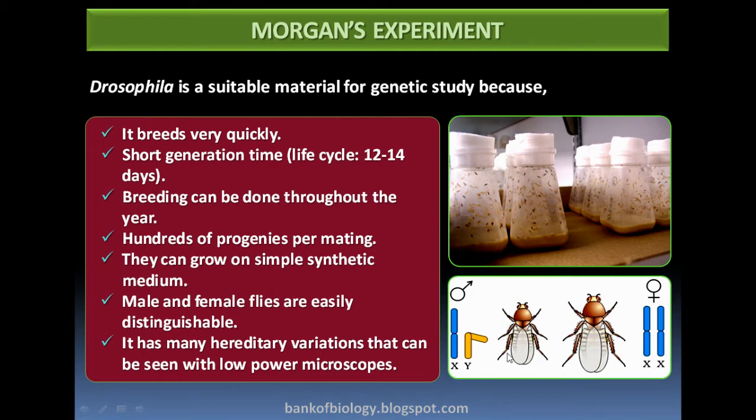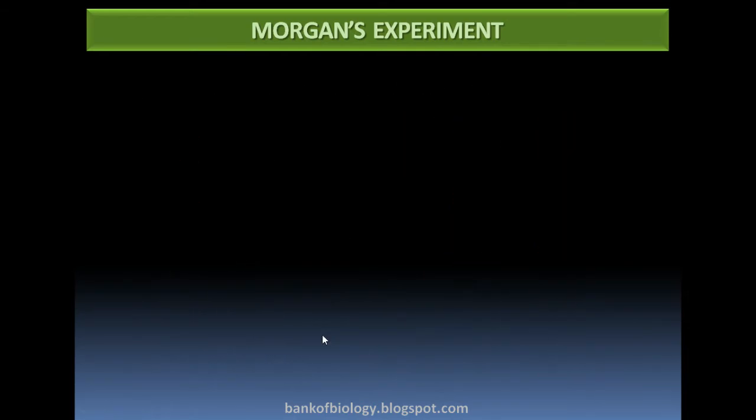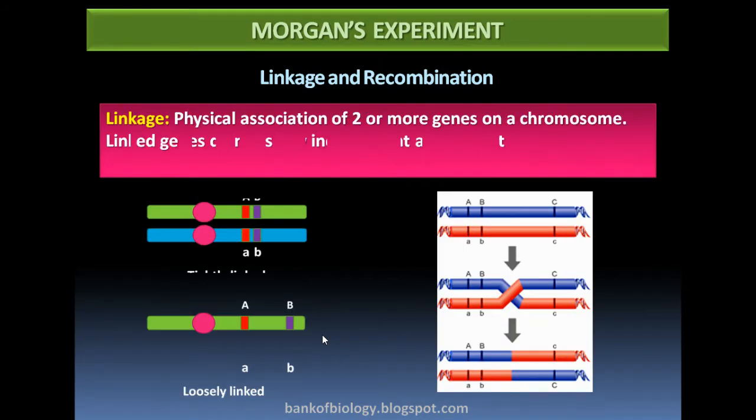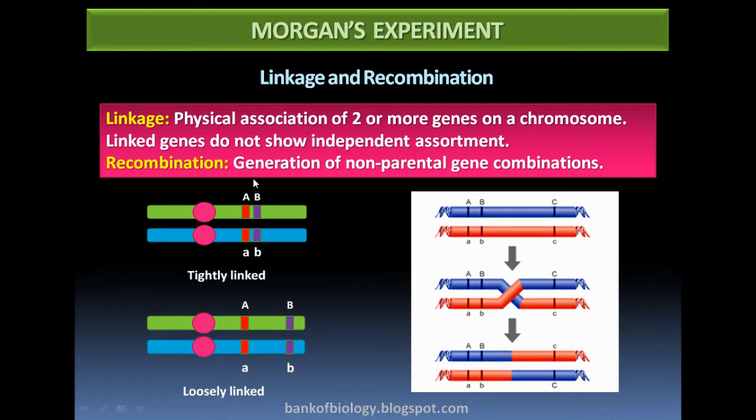Here you can see that male and female flies can be distinguished from each other. Morgan did the experiment and explained linkage and recombination. These are the two terms which we have to know before going to Morgan's experiment.